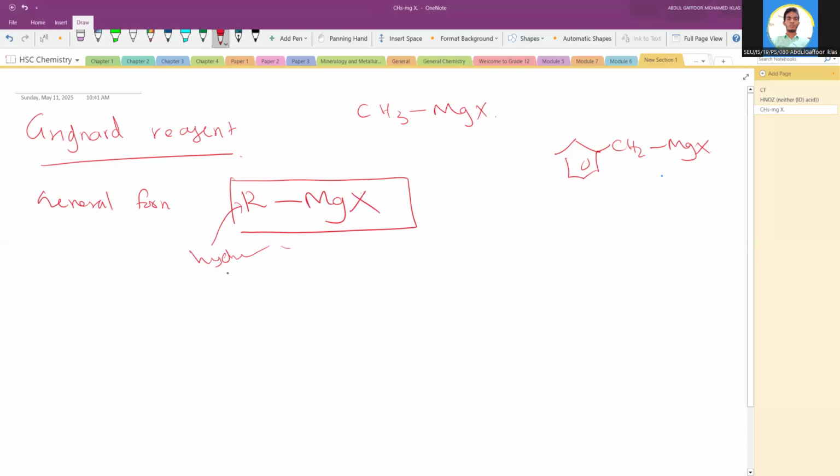First of all, we have to know about the types of Grignard reagents and their production. We have to produce the Grignard reagent before we administer it to any other organic compounds. So here we have aliphatic Grignard reagent and aromatic Grignard reagent. Now we'll see the preparation of Grignard reagent.